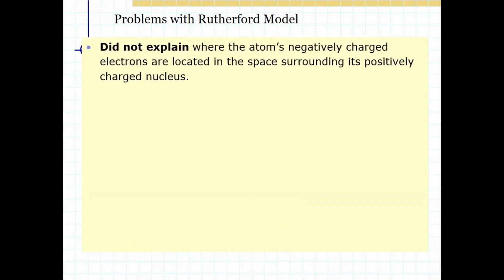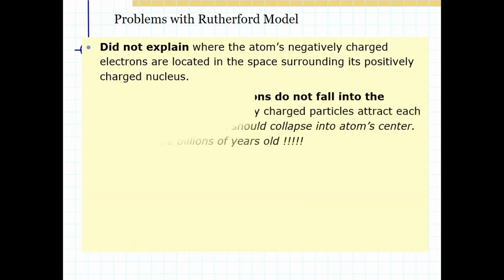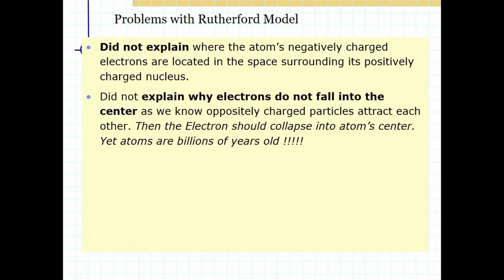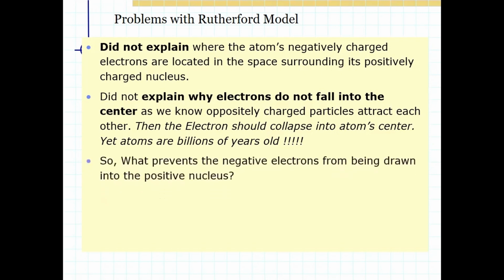It did not explain the location of the atom's negatively charged electrons in the space surrounding the positively charged nucleus. It did not explain why electrons do not fall into the center. As we know, oppositely charged particles attract each other. Then electrons should collapse into the atom's center, yet atoms are billions of years old. They are stable, at least the majority of them are very stable. So what prevents negative electrons from being drawn into the positive nucleus?